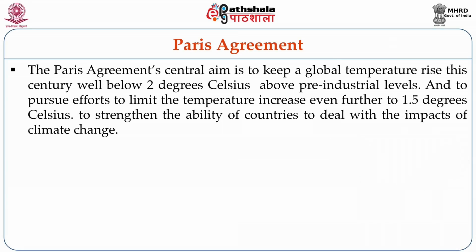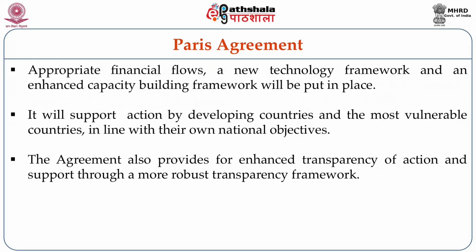The central aim of the Paris Agreement is to keep the global temperature rise in this century well below 2 degrees Celsius above the pre-industrial levels. According to this agreement, it will try to strengthen the ability of countries to deal with the impacts of climate change. It will support action by developing countries and most vulnerable countries in line with their own national objectives. The agreement also provides for enhanced transparency of action and support through a transparency mechanism.